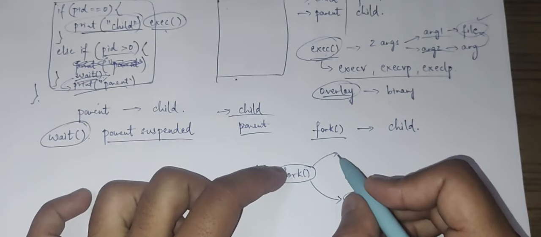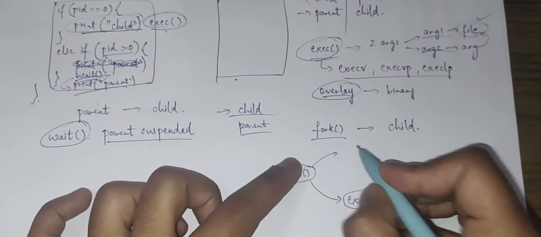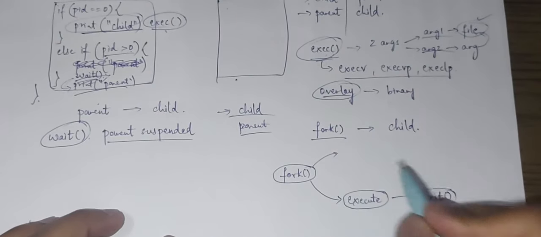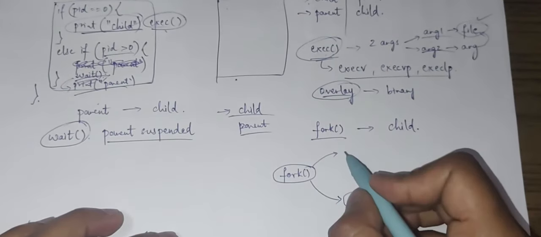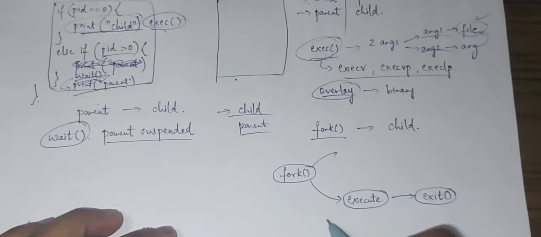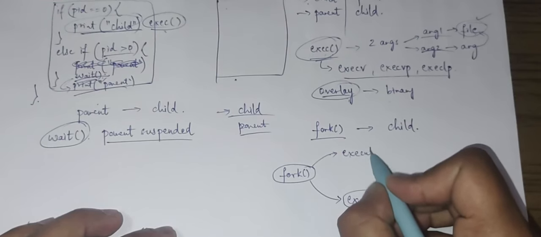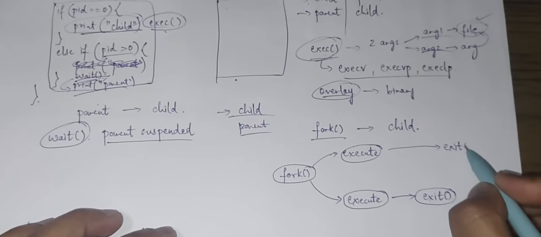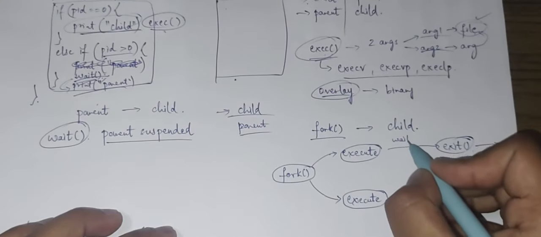Now, let's say the parent did not call wait. If the parent does not call wait, since both these processes are running concurrently, let's say the parent has also started its execution and completed it without calling wait. So this was also running, this is also running. Let's say the parent process completed its execution and exited, just exited without waiting for the child.